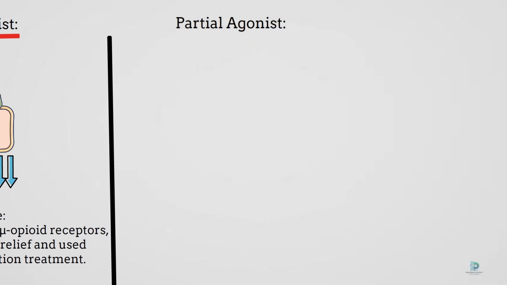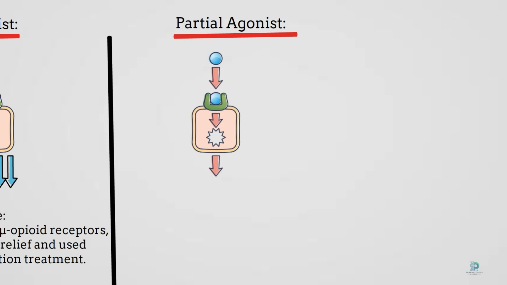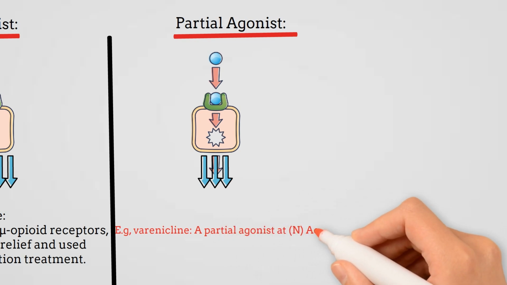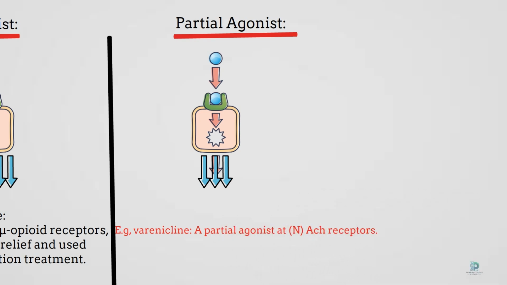Partial agonist. Partial agonists bind to receptors but produce a submaximal response compared to full agonists, even when all receptors are occupied. For example, varenicline, a partial agonist at nicotinic acetylcholine receptors used for smoking cessation.